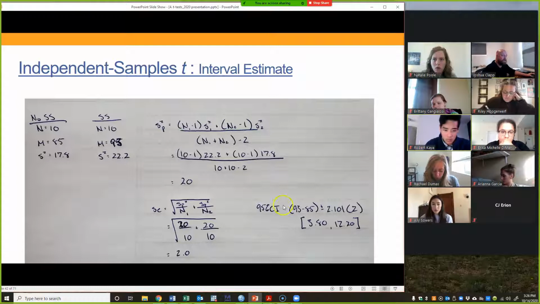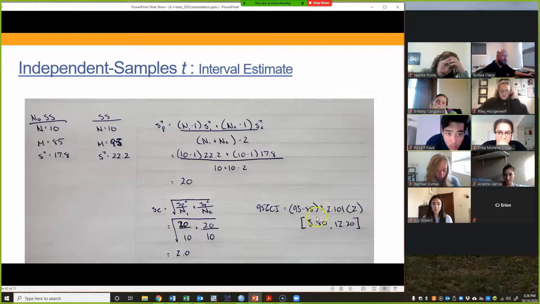And so what you can do is then calculate my 95% confidence interval. So I've got 93 minus 85, which gives me 8, right? So I've got a difference of 8 points. I'm seeing that the students who had previously been exposed to Sesame Street in their youth are scoring about 8 points higher than the folks who weren't exposed to Sesame Street. And then I've got plus or minus. What's this value right here? Someone want to tell me?